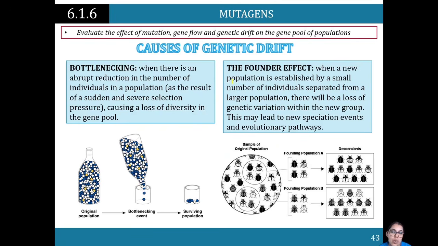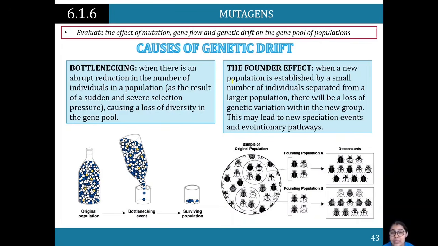So when we talk about genetic drift, let's just talk about a couple of causes. This is a bit of revision from year 11. So bottlenecking is a process in which there is an abrupt reduction in the number of individuals. It could be due to natural causes, a sudden severe selection pressure, and that leads to a loss of diversity.